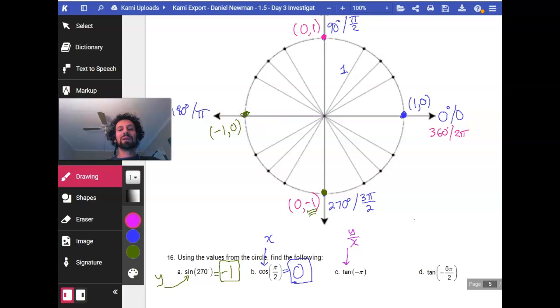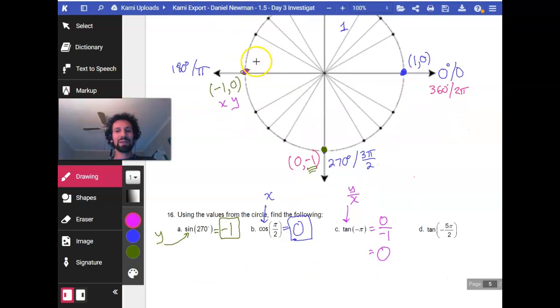So we just need to use the x-coordinate and the y-coordinate of this point for that angle on the unit circle. Well, again, our y-coordinate for that point is 0. Our x-coordinate for that point is -1. Now, 0 divided by -1, 0 divided by anything is 0, except maybe 0. And you'll examine that in calculus. So our answer for that is 0. Okay? That's our simplified ratio.